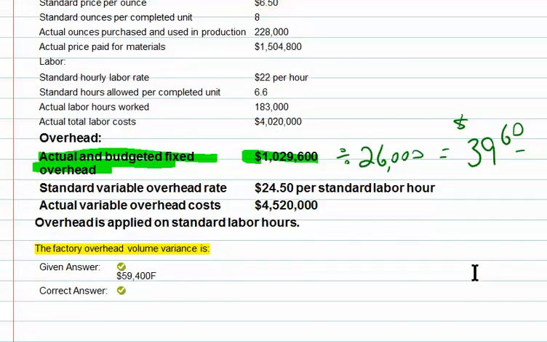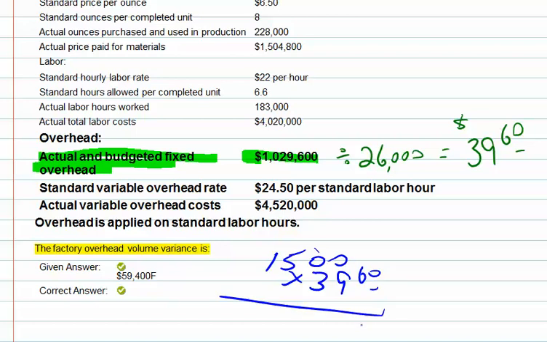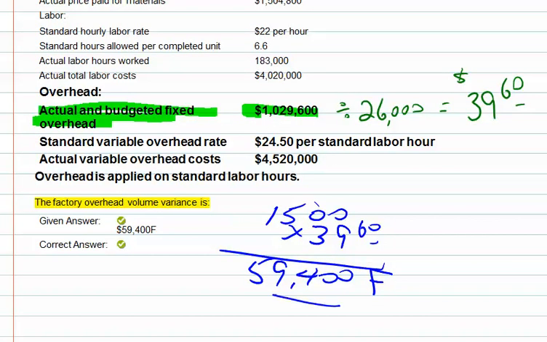So I'm going to multiply the 1,500 times 39.60, and we know it's favorable. I get 59,400 for my final answer.